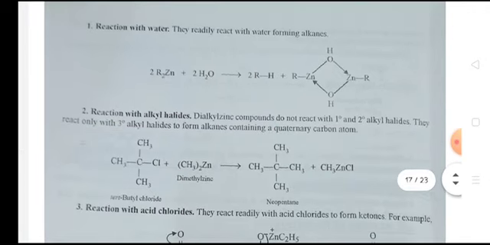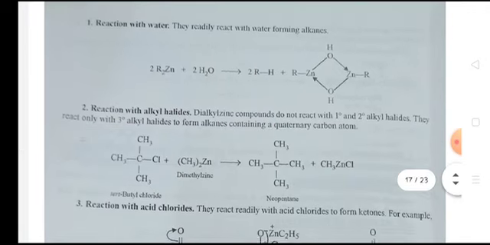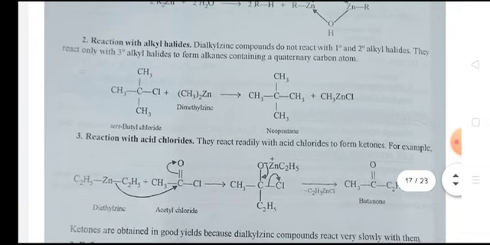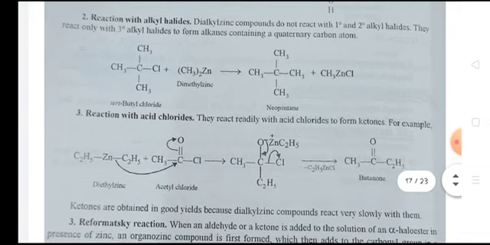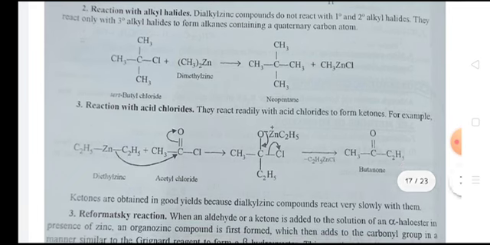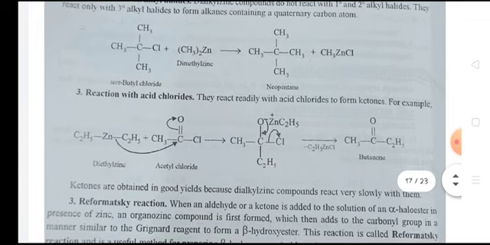First, reaction with water. They readily react with water to form alkanes. Second, reaction with alkyl halides. Dialkyl zinc compounds do not react with primary and secondary alkyl halides. They react only with tertiary alkyl halides to form alkanes containing a quaternary carbon atom.